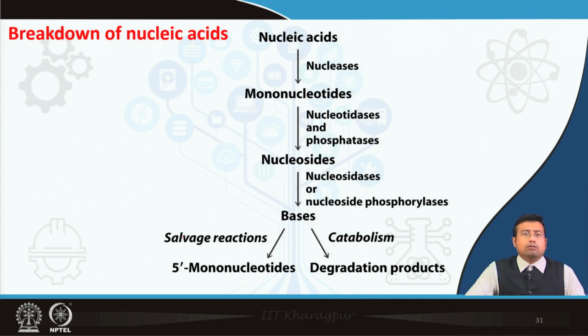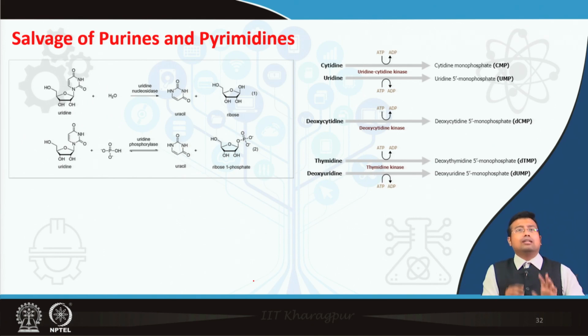So, we will now discuss the breakdown of nucleic acids. Concept same, just like purine we discussed. Nucleic acids will be first broken down by nucleases to mononucleotides, right, and then broken down by nucleotidases and phosphatases to nucleosides, which will be further broken down to nitrogenous bases. Now, these nitrogenous bases can be degraded by the direct catabolic pathway, or they can be reutilized using salvage reaction to form 5' mononucleotides, right.